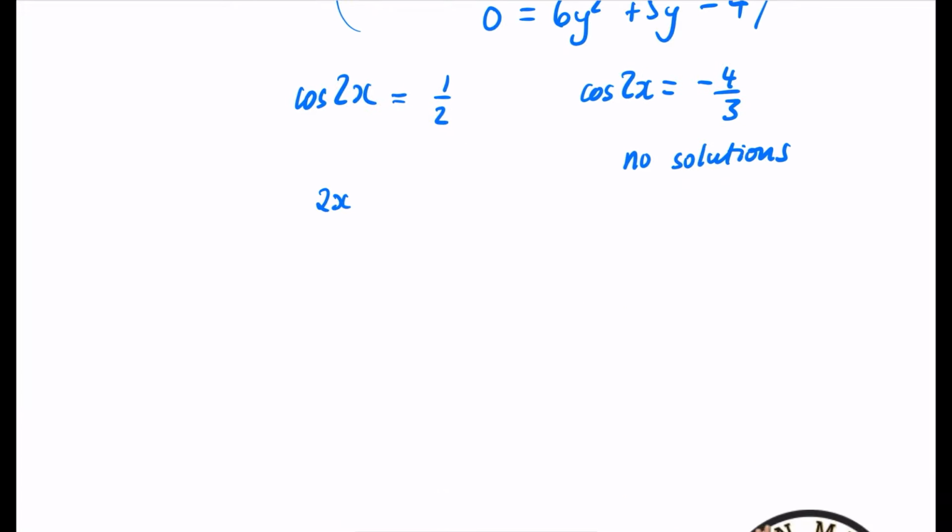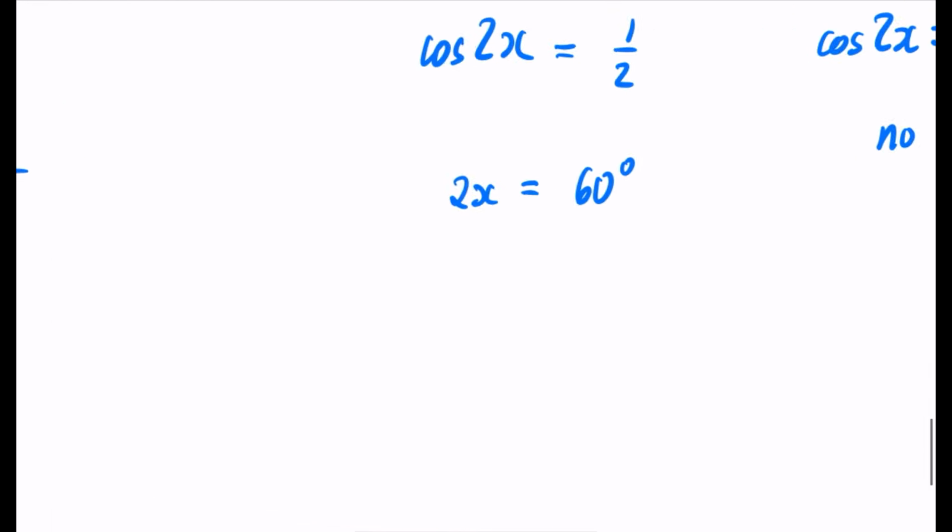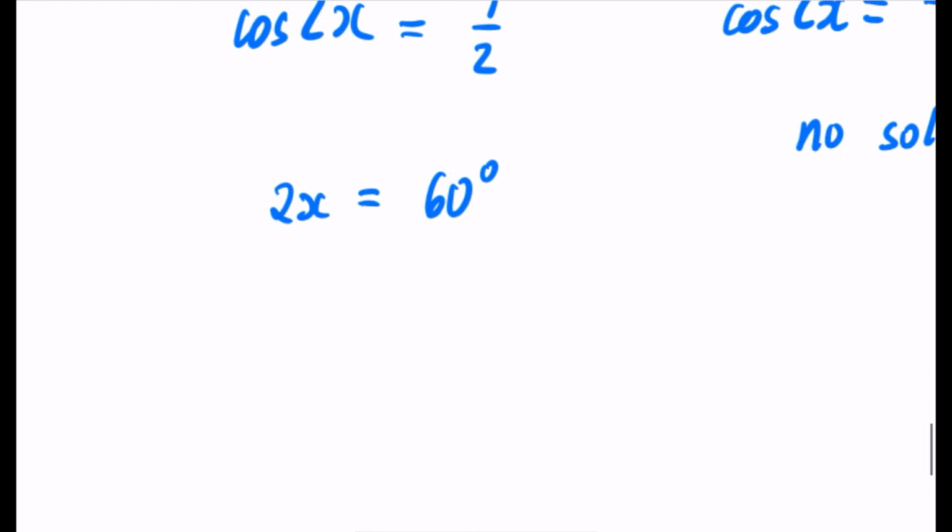So 2x is going to be the inverse cos of a half. I hope you know this one off by heart. It is 60 degrees. For cos, we said in this part here, the other one is 360 minus that. So my other answer, 360 minus 60, is 300. I'll just jot that down. You don't need to show this. I'm just doing it for my video.